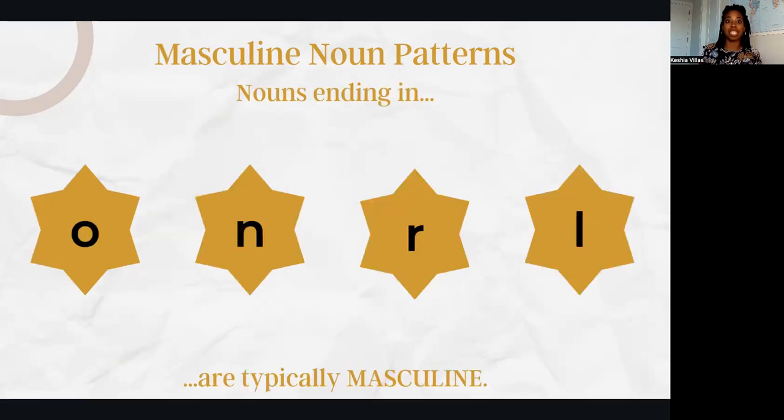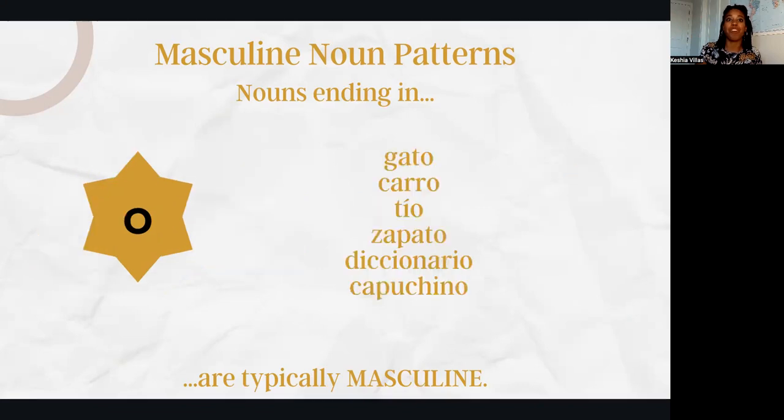Let's talk about our masculine noun patterns. Our nouns that end in O, N, R, or L are all typically masculine. Again, typically, highlight that word, typically. We've already talked about words ending in O, but let's go through these as well. You might find some new words here. Gato means cat. Carro means car. Tío means uncle. Zapato means shoe. Diccionario means dictionary. And cappuccino looks exactly like what it means in English, cappuccino.